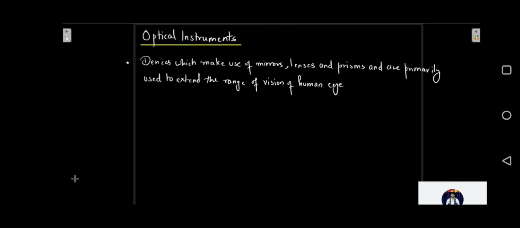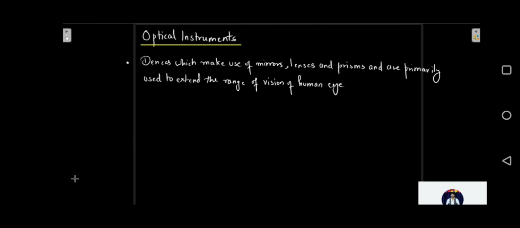The next topic we have here is optical instruments. What are optical instruments? These are devices which make use of mirrors, lenses, prisms, and the primary use is to extend the range of vision of the human eye. The microscopic level, which you cannot see using your normal eye, can be seen by using a microscope, which is an optical instrument.